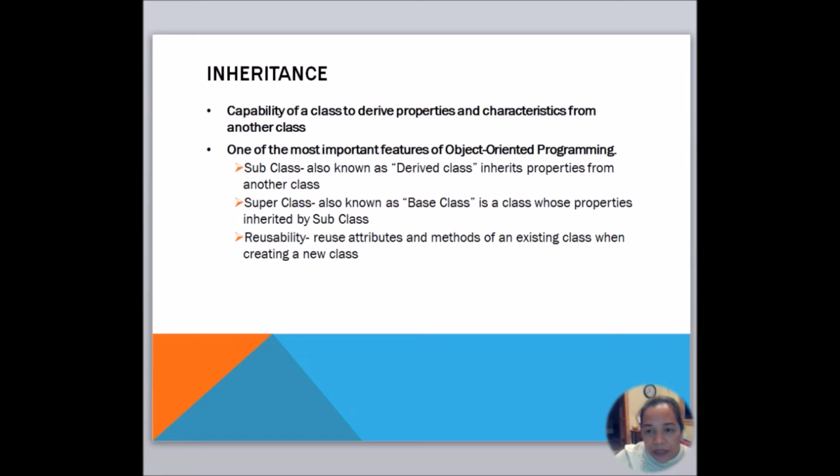Reusability. Reuse attributes and methods of an existing class when you create a new class. For example, when we want to create a new class and there is already a class that includes some of the code that we want, we can derive our new class from the existing class. By doing this, we are reusing the fields and methods of the existing class.